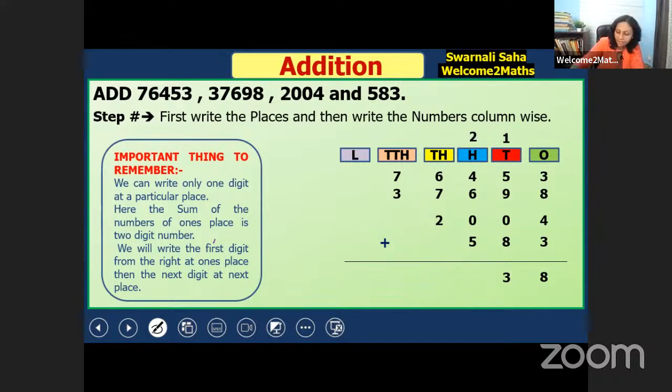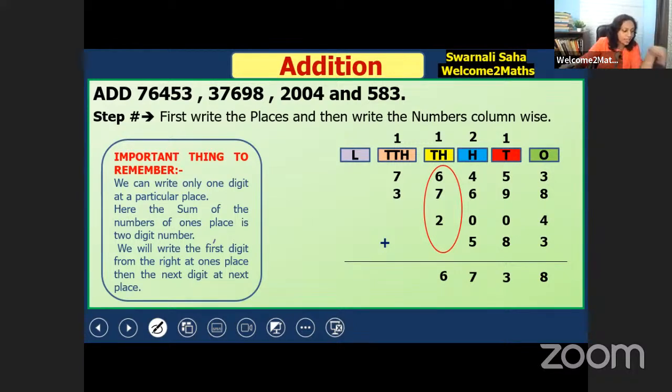Now let's add the digits of the hundreds place. 4 plus 6 is 10. 10 plus 5 is 15. 15 plus 2 is 17. So let's write 7 here, and 1 becomes the carry to the next place. Now let's add all the digits of the thousands place: 6 plus 7 plus 9 plus 6 plus 1. So it's 16, and 1 becomes the carry to the next place.